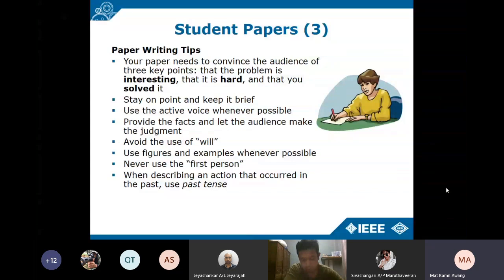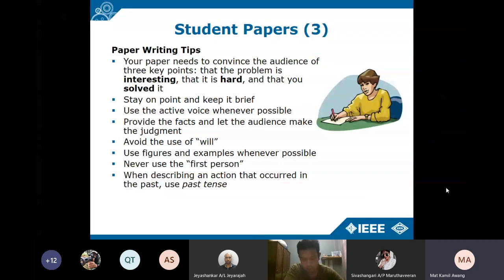These are the tips when you write papers. Your paper needs to convince the audience of three things: that the problem you are working on is interesting, that this problem is hard to solve, and that you have solved it. So these are the three things you need to convince the audience of when you write a conference paper. Nobody is interested in a problem which is not interesting. And you have to show that this problem is hard, and you are able to solve it.